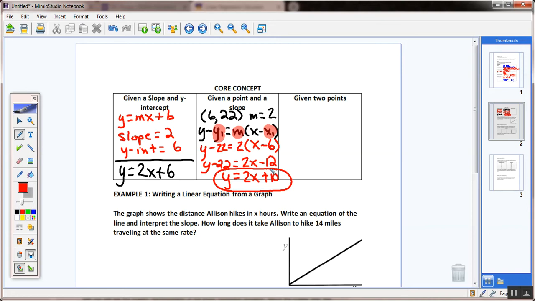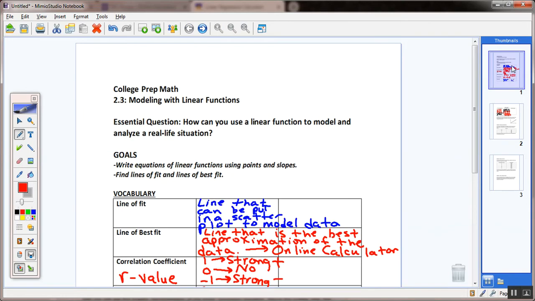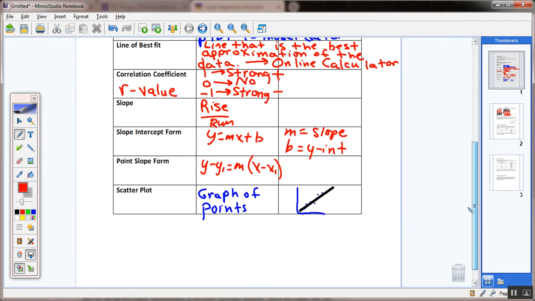Okay. All right. And then given 2 points. Okay. And we didn't talk about this much. You might want to go back to the first page here quickly. Go to your slope down here where it says rise over run. There's also a formula for slope. Your slope is equal to y2 minus y1 over x2 minus x1. Okay. Again, you should have seen that before. You should know that.